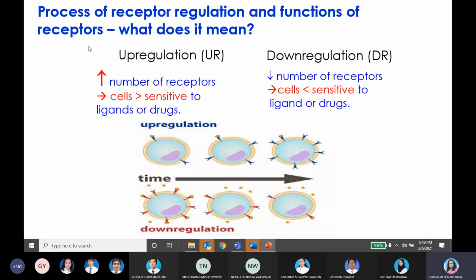But this function of receptors is what happens when there's up regulation of receptors and when there's down regulation of receptors. But before we know what happens and why it happens, we first have to define what is up regulation and down regulation. Up regulation of receptors refers to the increase in the number of receptors on the cells, making them more sensitive to ligands or drugs. It's simple, isn't it? When you have more receptors, there are more ligands that can bind to receptors, so the organ will be more sensitive to the agonist or to the drugs. Do you get that?